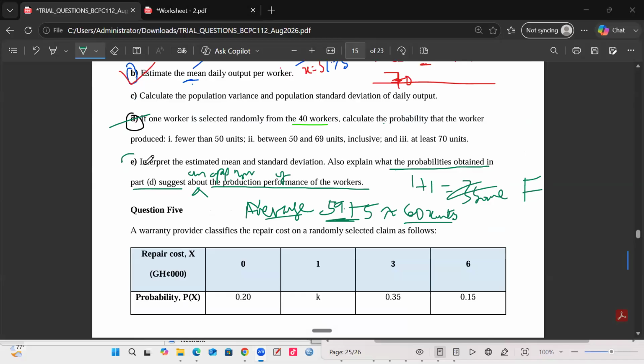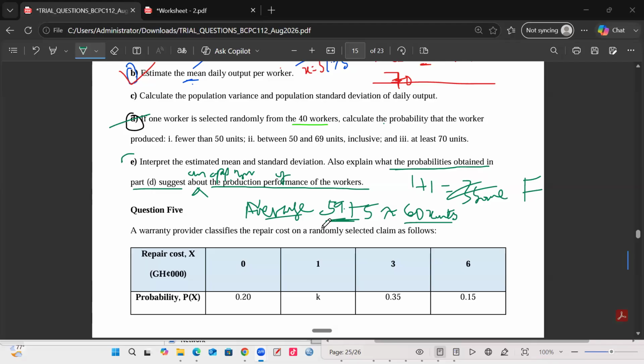Are you getting it? Interpret the estimated. So you can say the probabilities obtained in D suggest that the production performance of the workers are what? Normally distributed. Or the probabilities obtained in D suggest an approximate normal distribution of the production performance of the workers. I'm using the same words, but with a little variation, adding some few things to make it work well. Are we good?